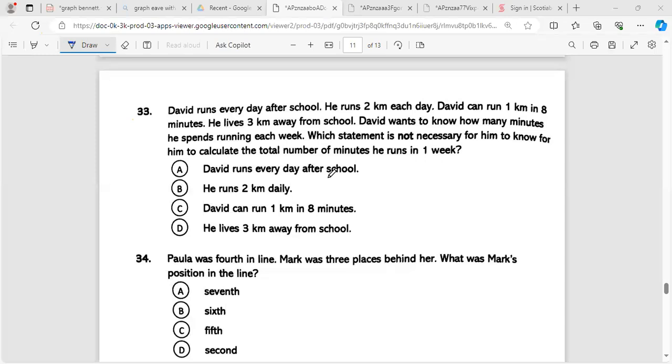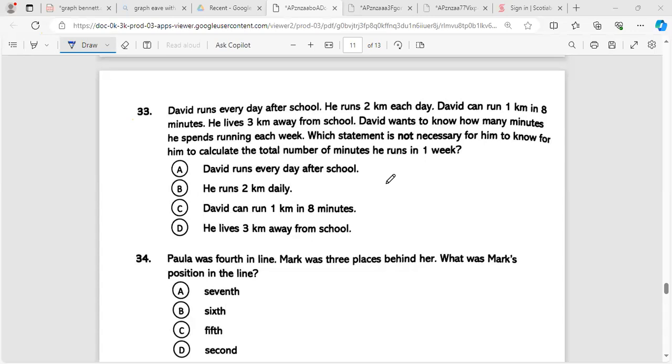David runs every day after school. He runs 2 kilometers every day. David can run 1 kilometer in 8 minutes. He lives 3 kilometers away from school. David wants to know how many minutes he spends running each week. Which statement is not necessary for him to know to calculate the total number of minutes he runs in 1 week?